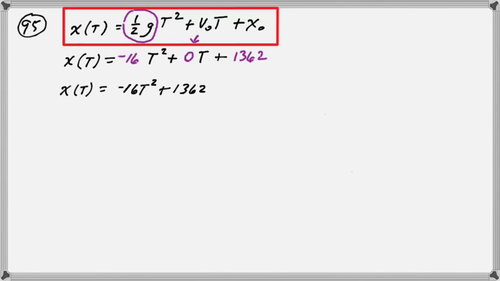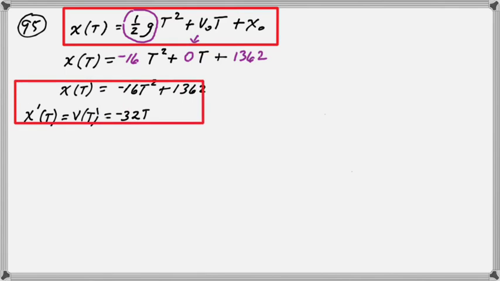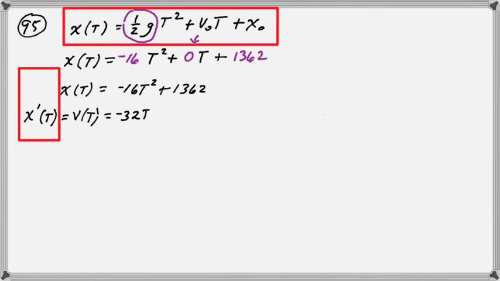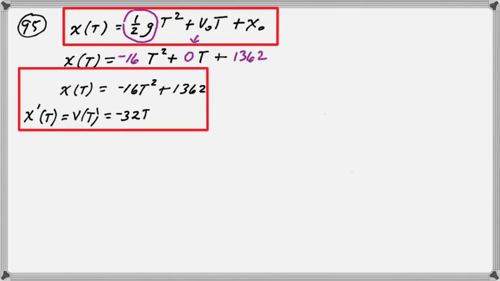They also want us to find the derivative, or the velocity function. The derivative of position is velocity. So what's negative 16 times 2? Negative 32t to the 1 less power, and what's the derivative of a constant? 0. So you have your position and your velocity function. That should be what they want for part A.